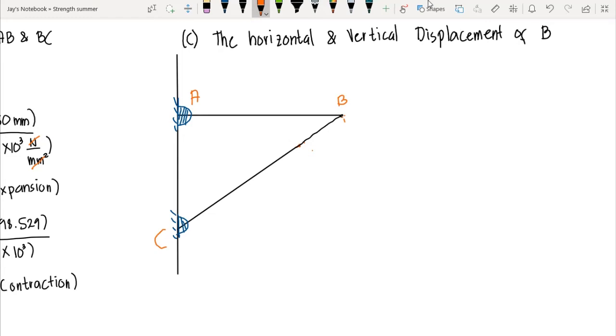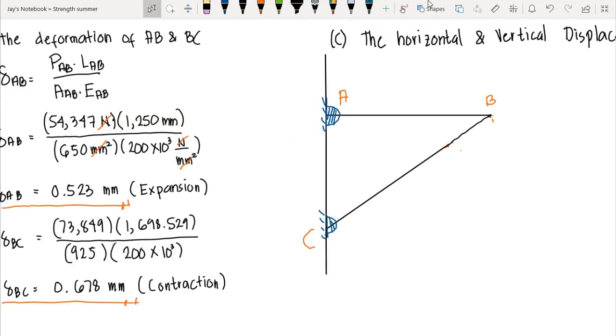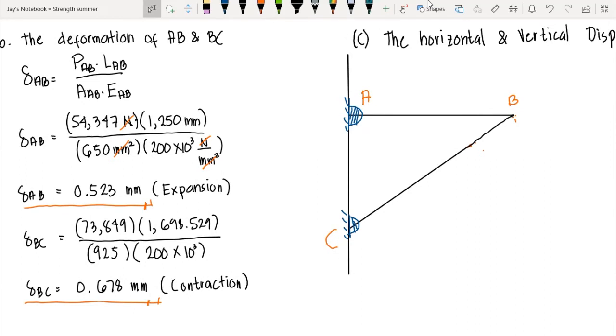Okay? The first thing we do here is to draw the deformation of AB and BC based on the deformation that we computed in problem B. We know that our AB here expands, correct? And it has expanded by 0.523 millimeter. So we draw. So this one is 0.523 millimeter. So this is the new position of B relative or with respect to the member AB. So let's say that is our B prime relative to AB.